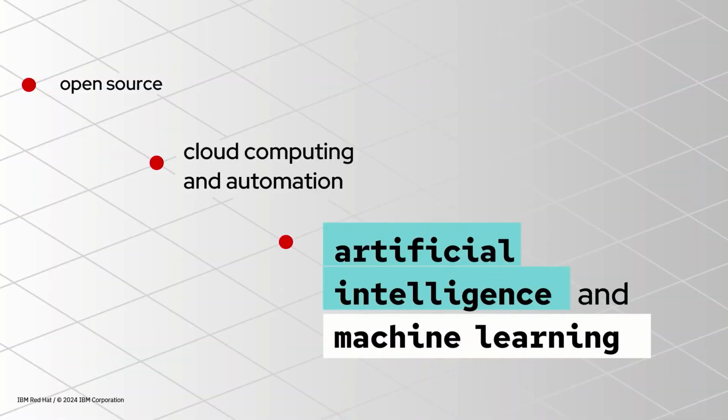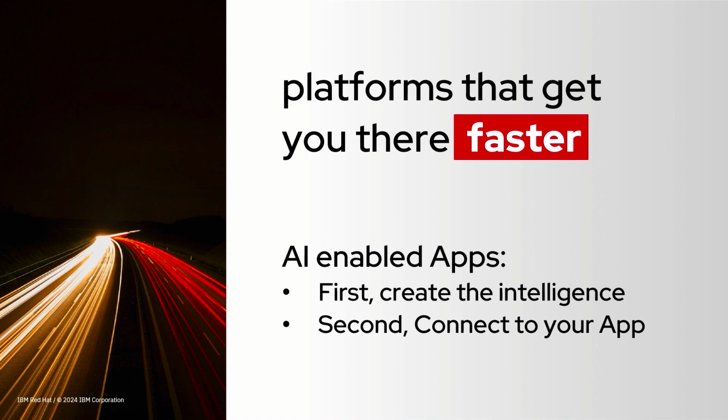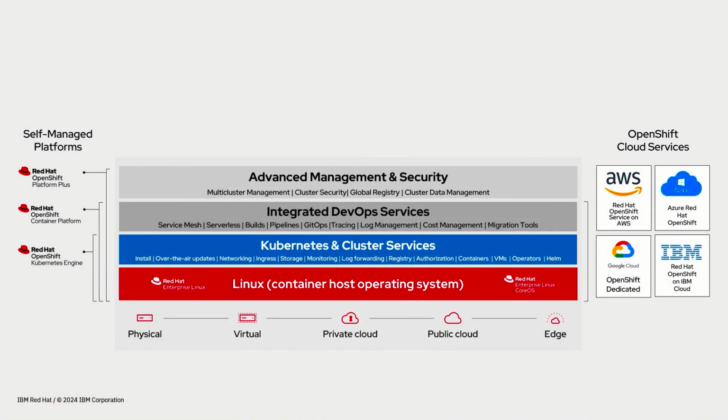OpenShift is the line for cloud computing and automation, and the critical question is, okay, what do I need to do in order to run artificial intelligence and incorporate artificial intelligence and machine learning in my apps? Two things. First, you create intelligence. Second, you connect that intelligence with your app. Let's go through the first.